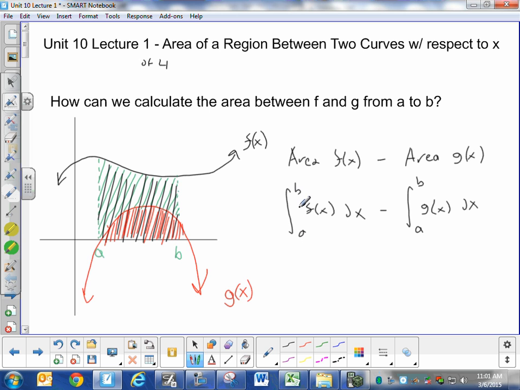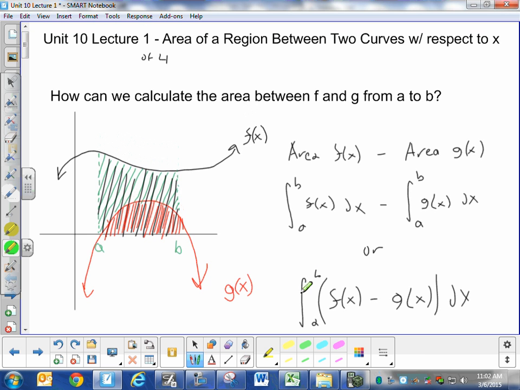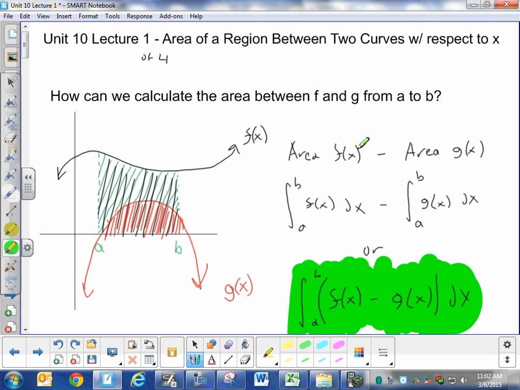Now, recall, if we have two integrals both from a to b, how could I rewrite this to maybe only use one integral? It's just f minus g. You can split this up, or you can put those two things together. So this is important, really, the combination of the two integrals, but the idea is you're taking the area that is greater than the area you're looking for, subtract that excess, boom, you have the area you're looking for.